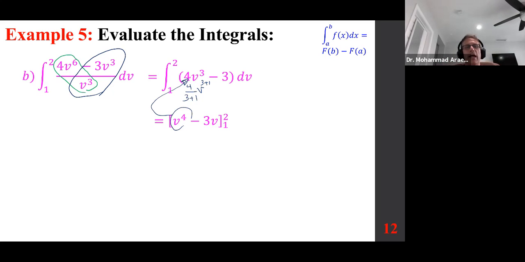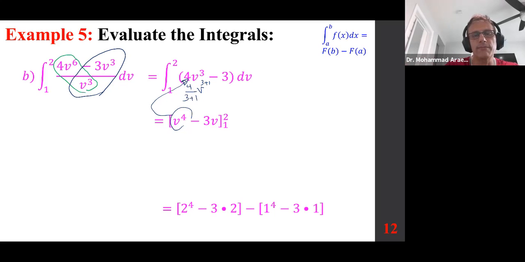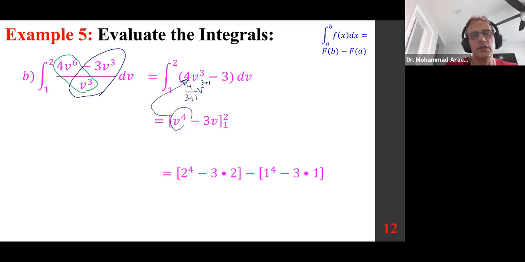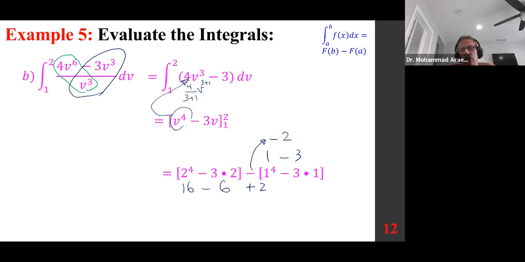Okay, class. Now, plug in the upper limit 2. We get 2 to the power of 4 minus 3 times 2. And then plug in the lower limit 1. This is 2 to the power of 4, or 16, minus 6. This is 1 minus 3, which is negative 2. With the negative in front, becomes positive 2. They add up to 12.